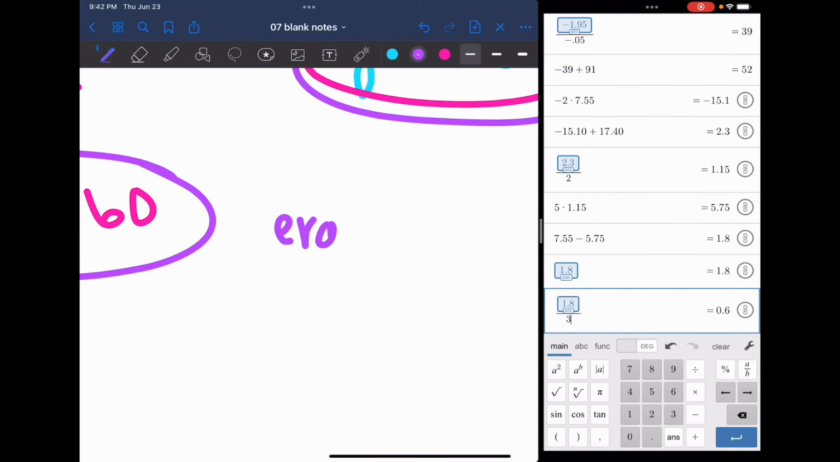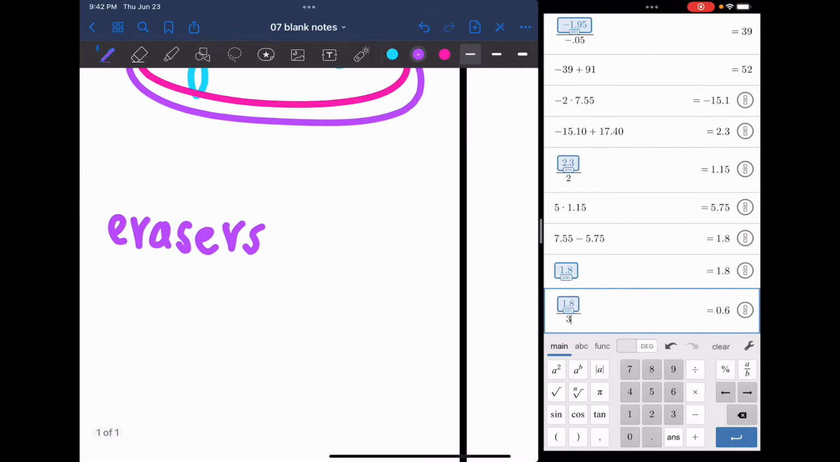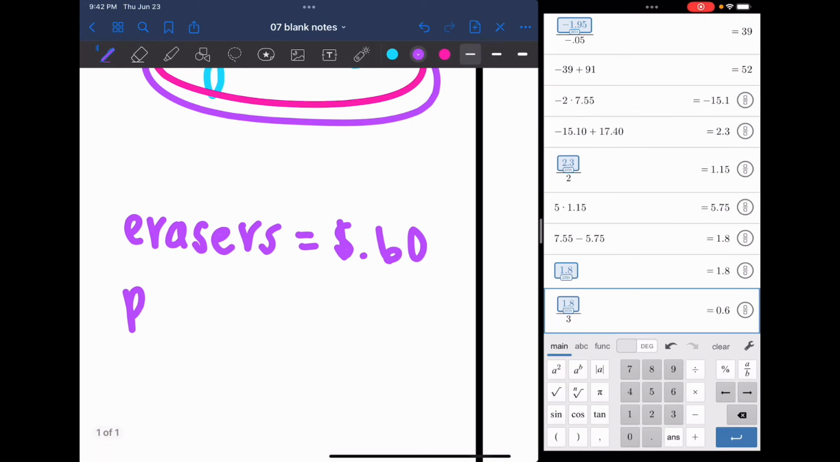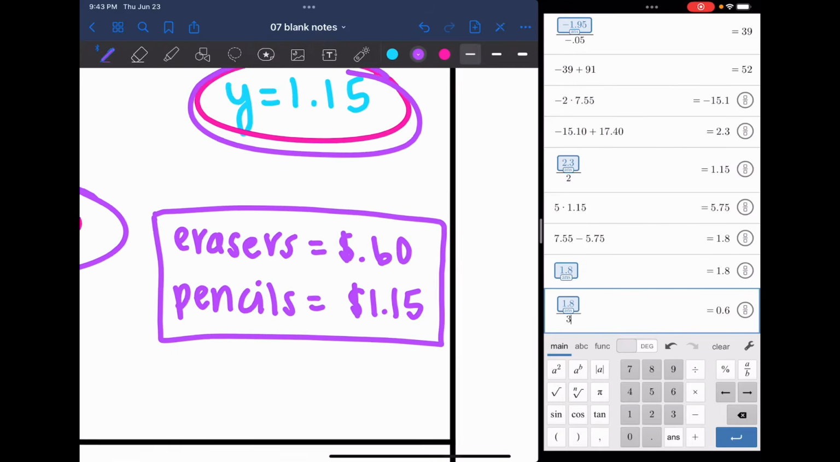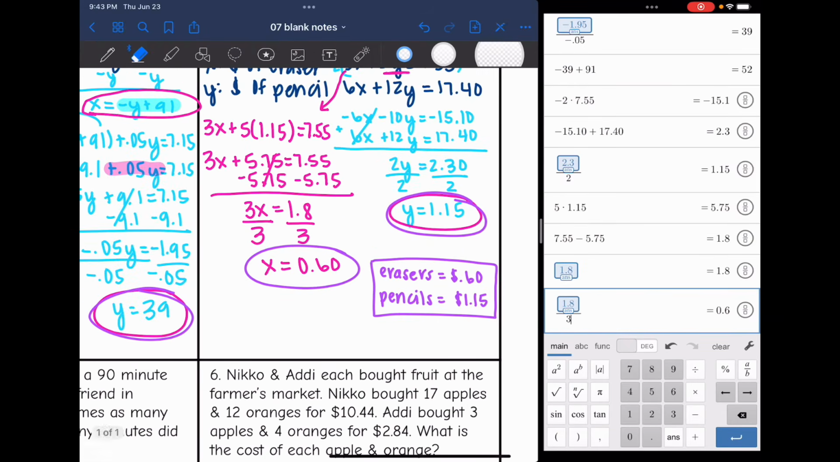So erasers, 60 cents, and the pencils were $1.15. That's why it's important that you define your variables, so that at the end you know what the x and the y meant in your system.